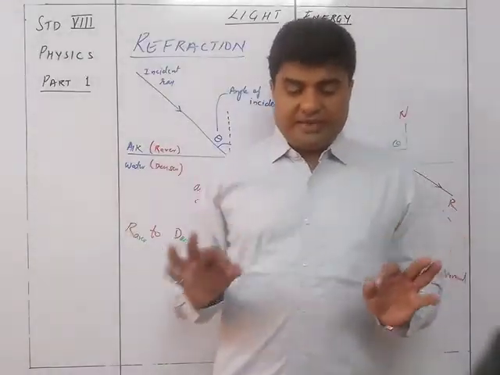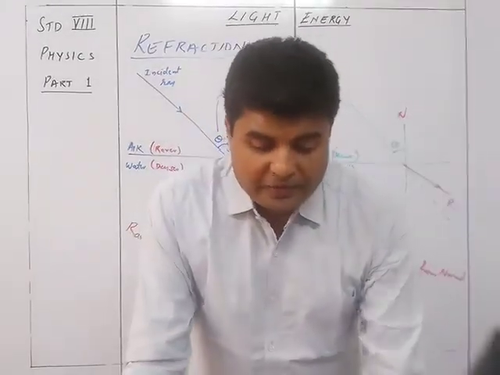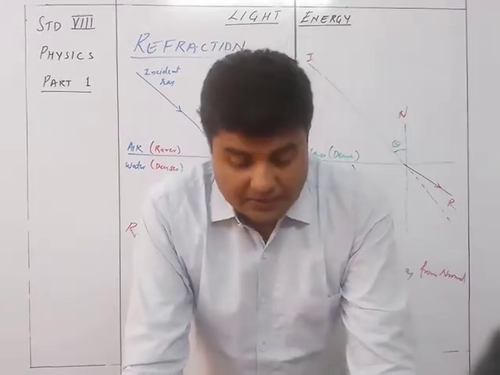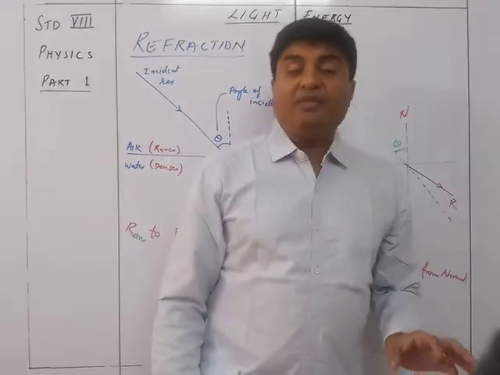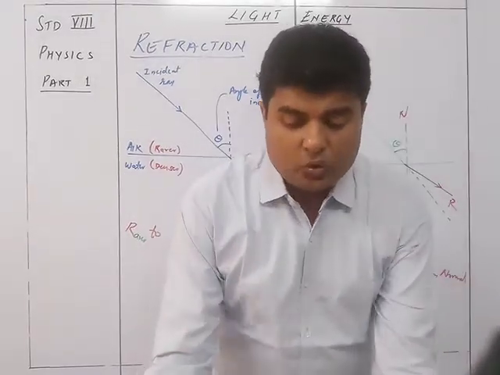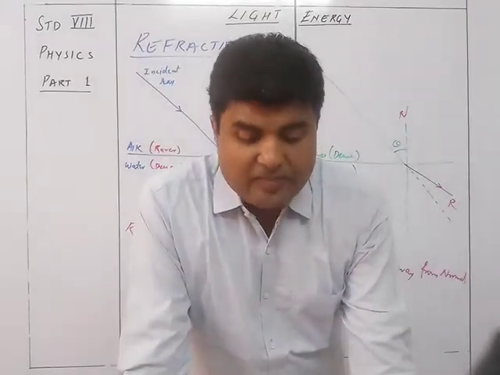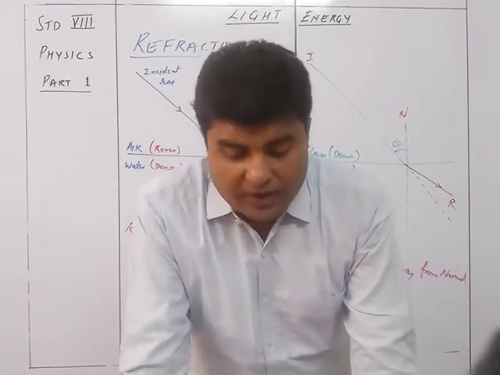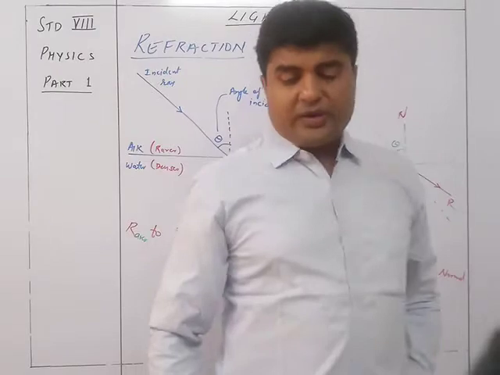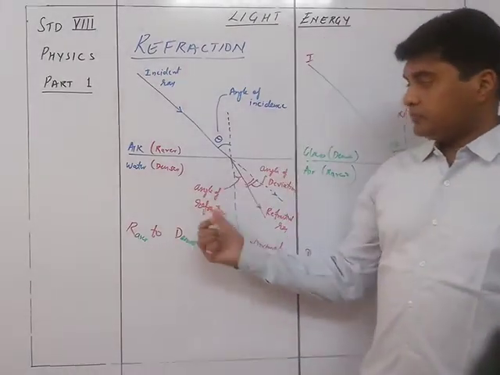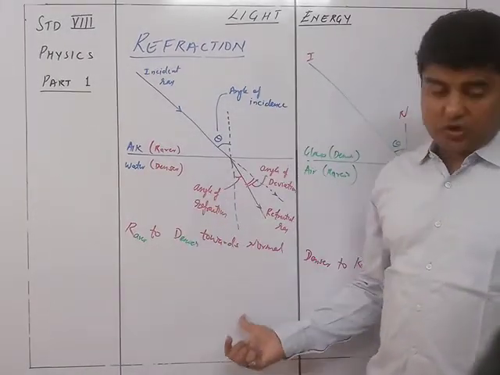So now we can see that it is experimentally observed that when a ray of light travels from a rarer medium to a denser medium, say from air to water or from air to glass, it bends towards the normal as shown in the figure over here. Okay, rarer to denser, towards the normal.